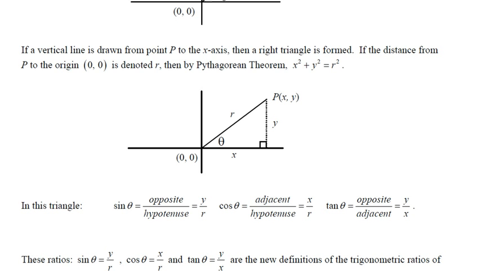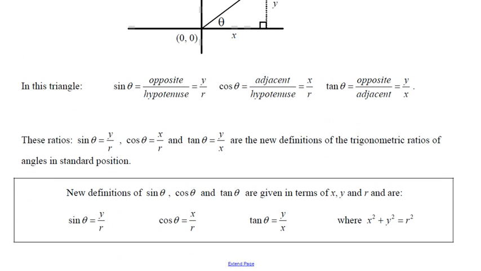In this triangle, sine theta is opposite over hypotenuse, which is y over r. Cos theta is adjacent over hypotenuse, which is x over r, and tan theta is opposite over adjacent, or y over x. These ratios, sine theta is y over r, cos theta is x over r, tan theta is y over x, are the new definitions of trig ratios of angles in standard position.